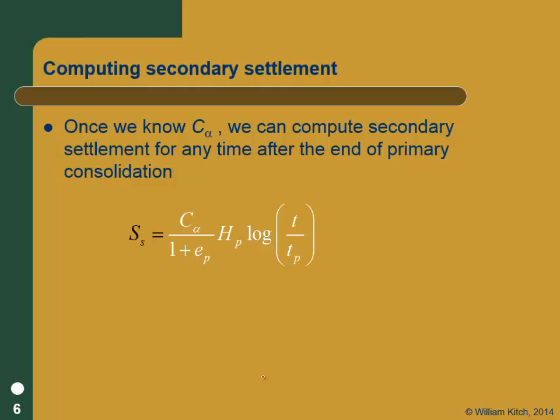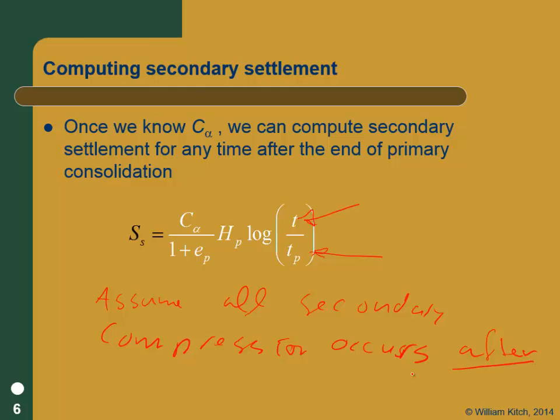And then we talked about this already. So once we know C sub alpha, we can estimate the secondary settlement by just using this equation. And notice that t is the time at which we want to know the secondary settlement, and t p is the end of primary. So this equation assumes all secondary compression occurs after the end of primary consolidation.